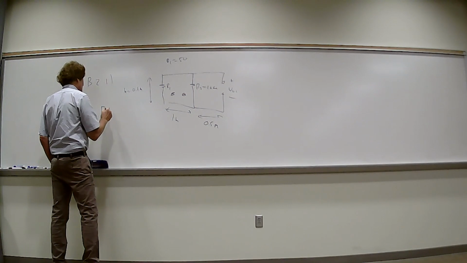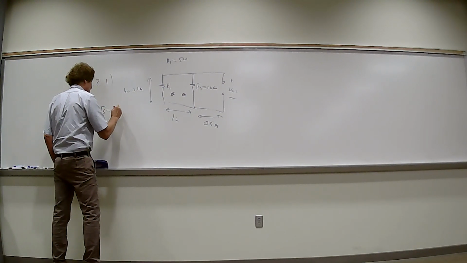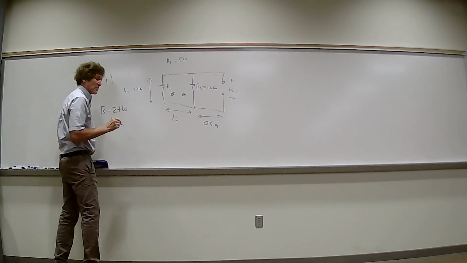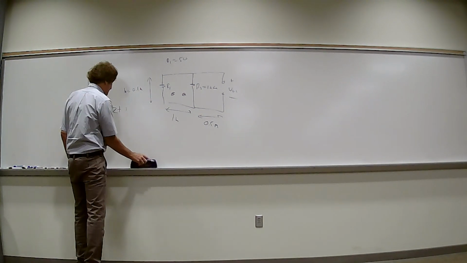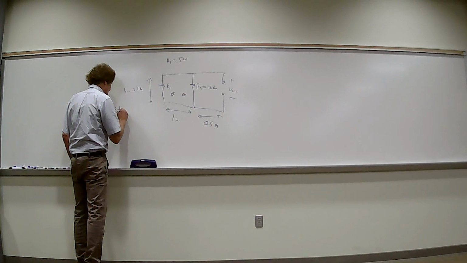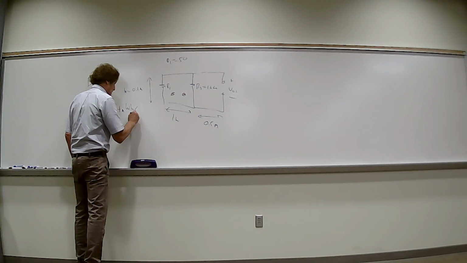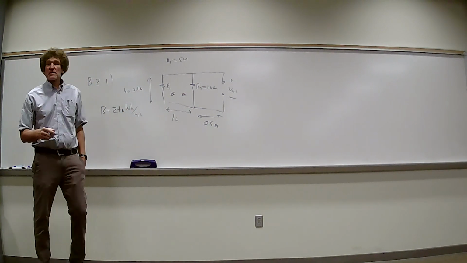What's the B field value? 2 webers per meter squared. It actually has milliwebers, isn't it? Okay, milliwebers. 2 milliwebers per meter squared? That confused me because I've never seen that before. The milliwebers? Milli is 10 to the minus third.